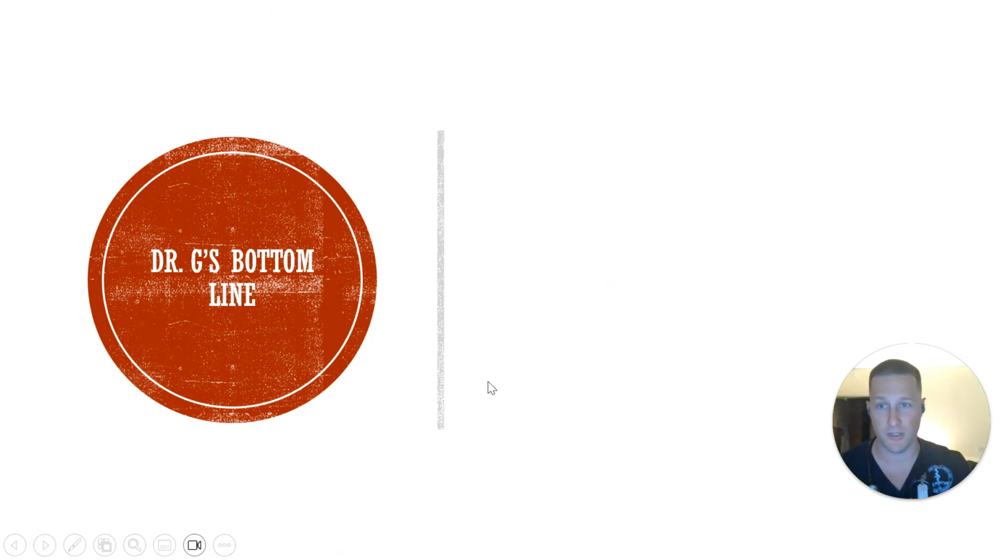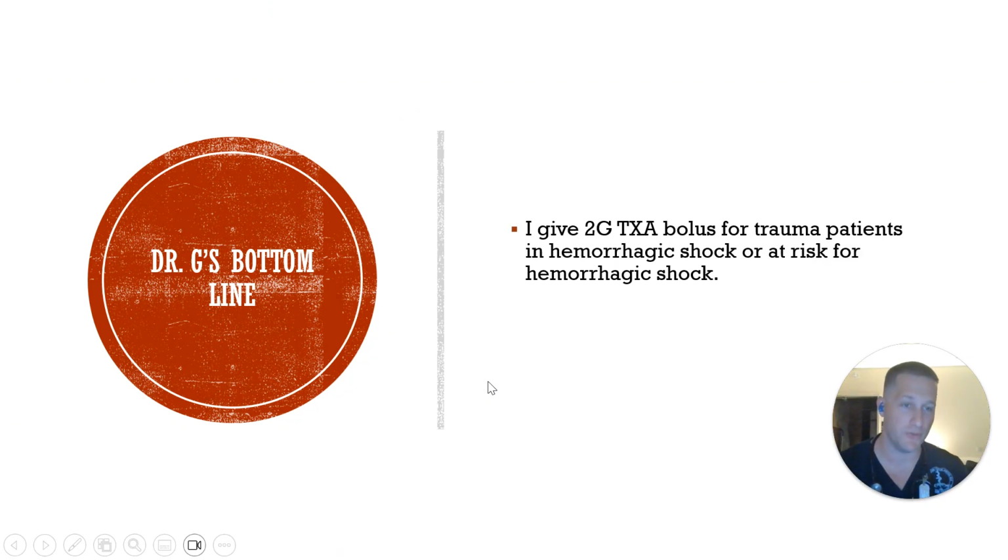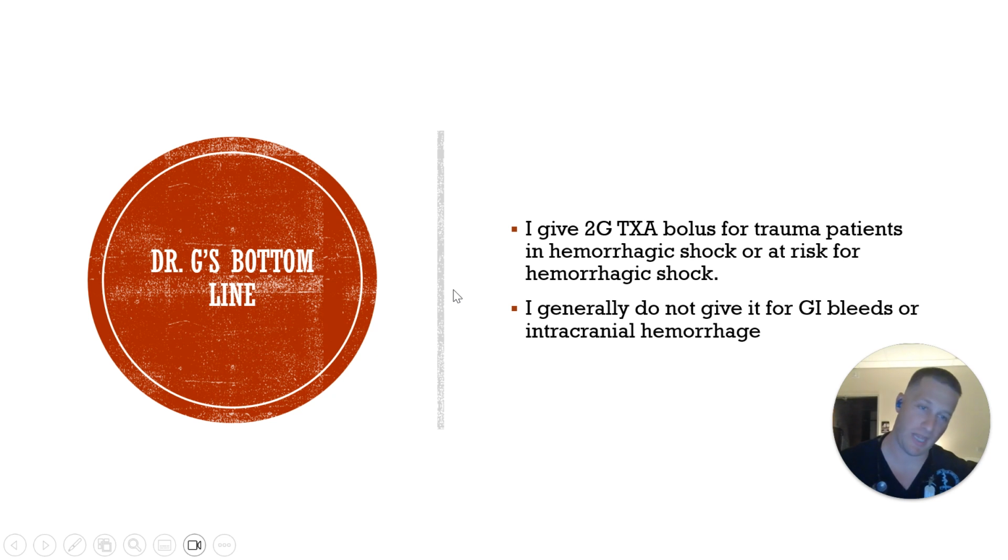So I'm skipping ahead. But here's my bottom line. I give 2 grams TXA bolus for trauma patients in hemorrhagic shock or at risk for hemorrhagic shock. These are the caveats that I mentioned earlier. I do not give it for GI bleeds generally. That's a different CRASH trial.